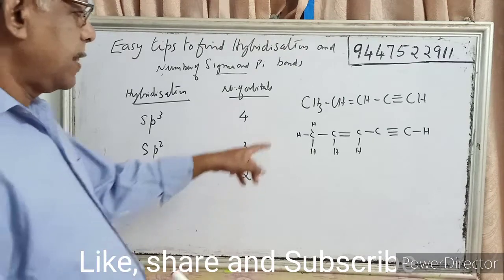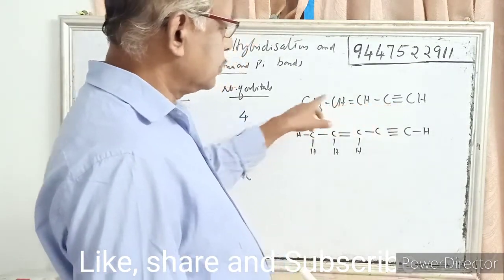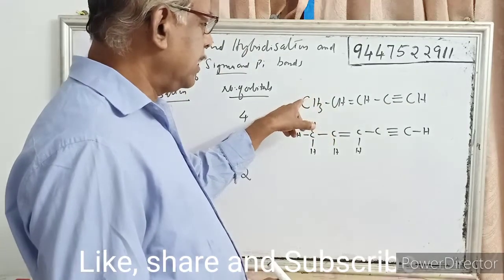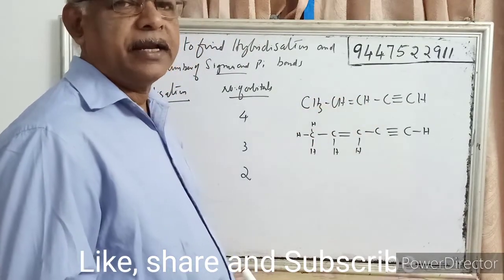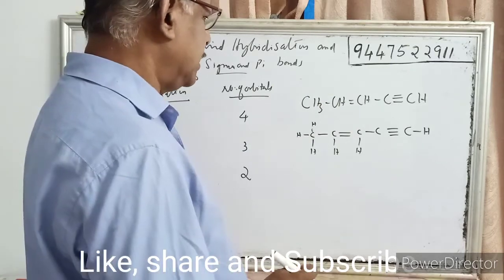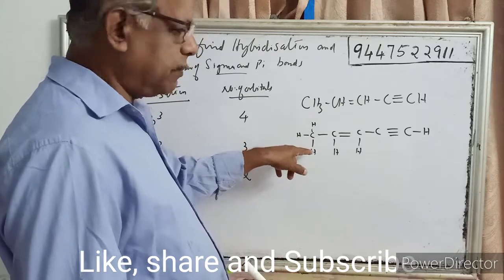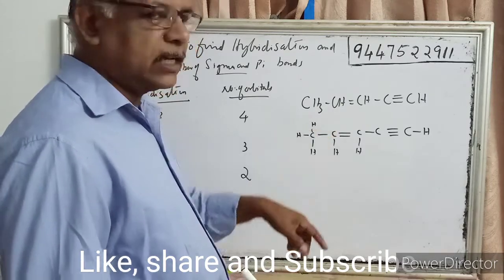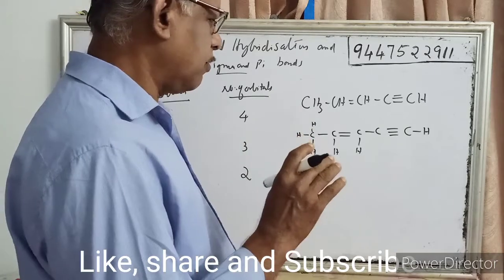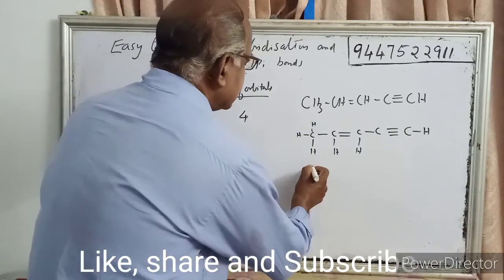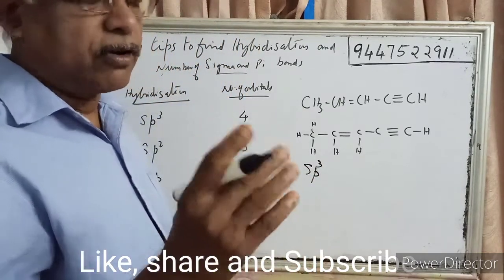So the example is CH3, CH double bond CH, C triple bond CH. You have to identify the hybridization of each carbon atom and the number of sigma and pi bonds. Here in CH3, there are 3 hydrogen atoms, 3 bonds, and 1 bond connected with the other carbon atom. So 4 bonds, 4 orbitals required. So this is an sp3 hybridized carbon, since it has 4 orbitals.